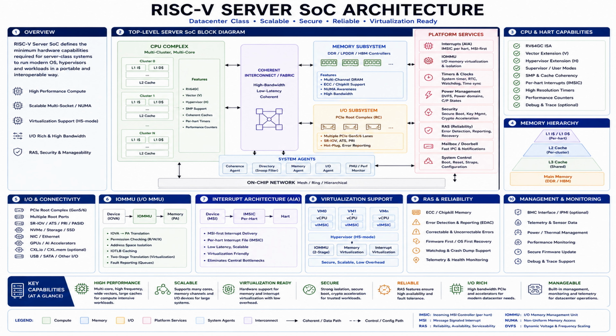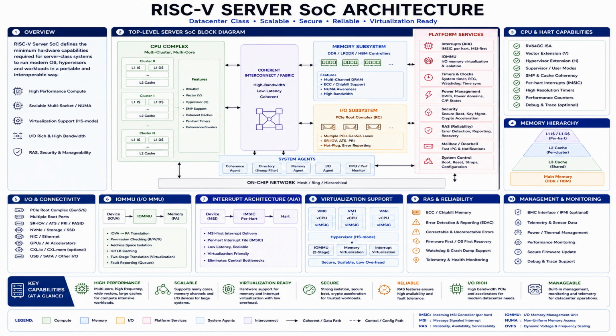Section 3 shows CPU and HART capabilities. Server class HARTs support 64-bit general-purpose registers, vector extensions for AI and high compute operations, hypervisor extensions for virtualization, supervisor and user privilege modes, SMP and cache coherency, per-hart interrupts, performance counters and timers, and optional debug and trace. So these server class CPUs are designed for parallel, virtualized, high performance workloads.